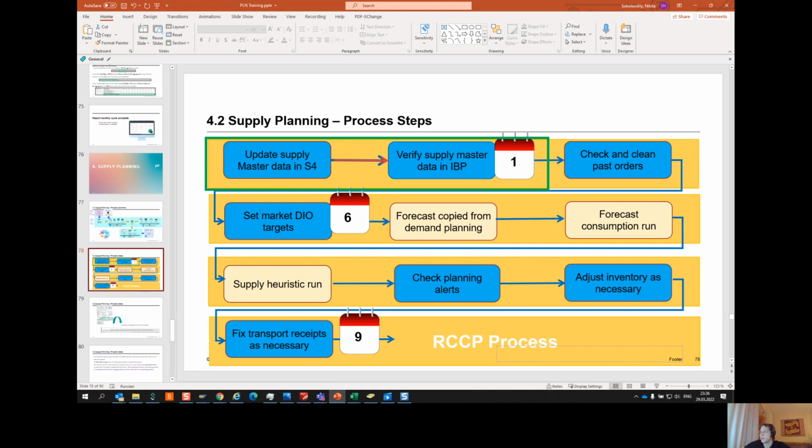So after markets set their targets, the forecast is taken from the demand planning part as an input. The disaggregated demands for all the SKUs. Then they run this forecast consumption and heuristic. So how do I understand the term forecast consumption?